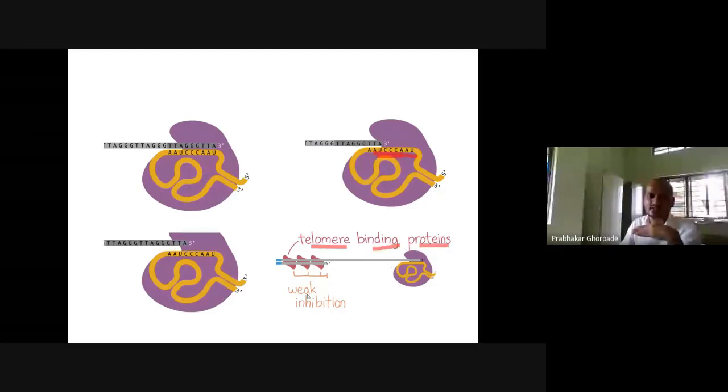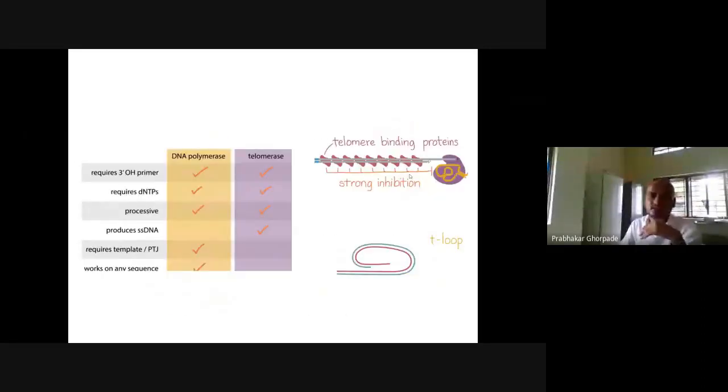Telomere binding protein can be there. If fewer are there, the inhibition is weaker. If more are there, the inhibition is stronger. Okay, so a T loop can form like this.